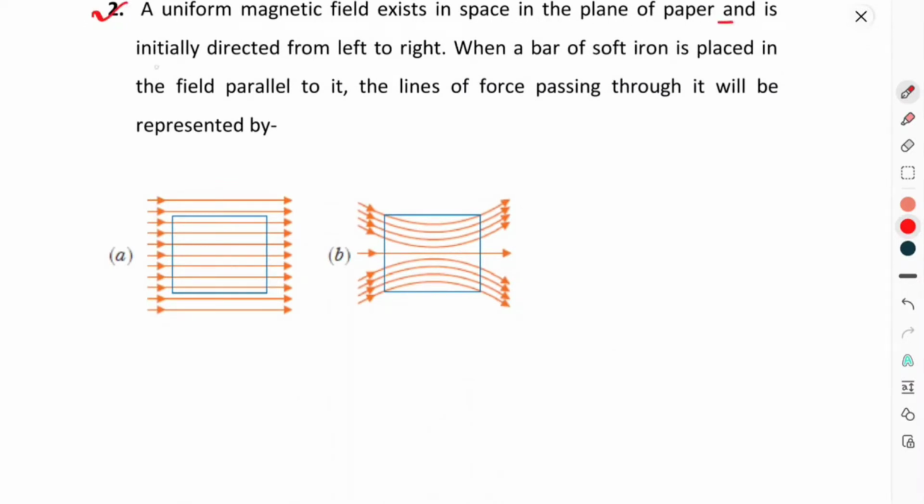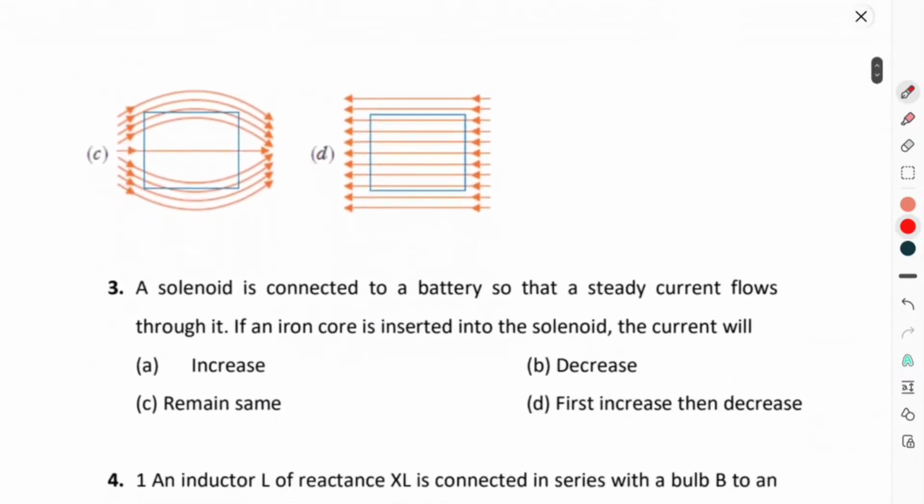Question number 2, a uniform magnetic field exists in space in the plane of paper and it is initially directed from left to right. When a bar of soft iron is placed parallel to the field, the lines of force passing through it will be represented by, कौन सा इसमें correct है? You have to take that option.